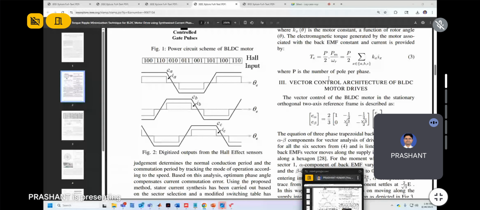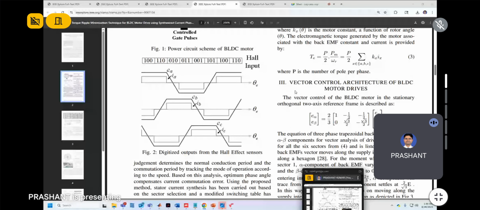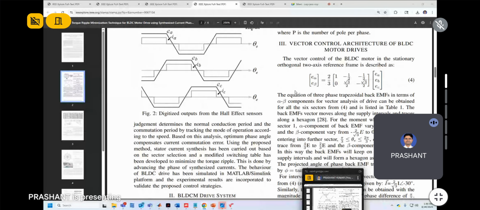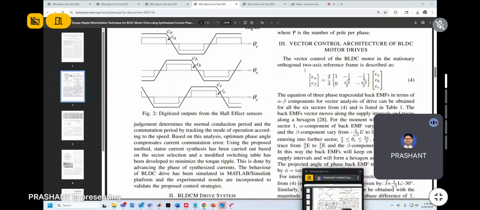The main objective behind this DQ or alpha beta plane is that you can study somewhere what DQ and alpha beta, stationary and rotating reference frame, are. In layman language, this is the way with which designing of any controller is easy. It is in DC, so we can design any controller in an easy way.